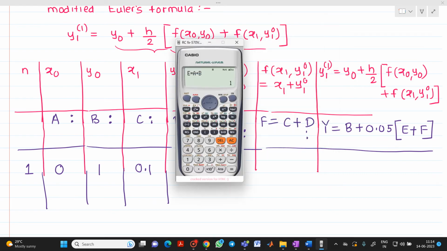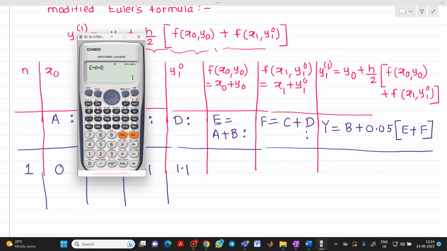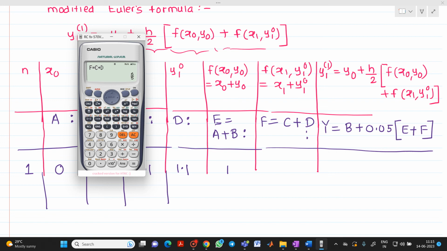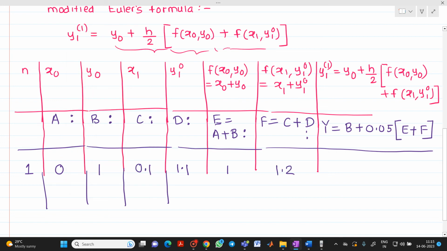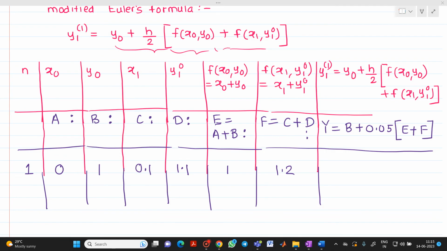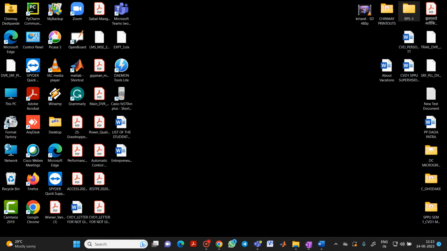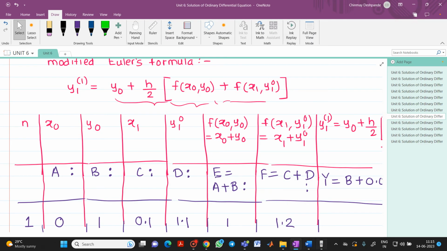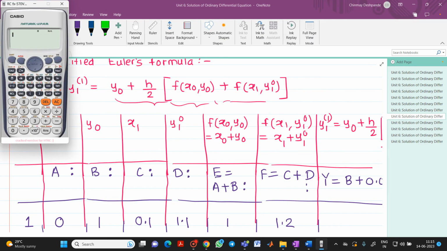Now what is the value of e? E means what here? E equals f of x0 comma y0. So what is the value of that? It will be 1. Next, again press equal to. What is the value of f? It will be 1.2. So let me write this value as 1.2. And what is the value of y? So press equal to. You will get this. Sorry, I think there is a problem with this calculator. So let me again have to add this. It created some problem. Anyway, we will do it.